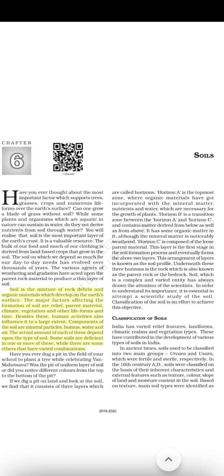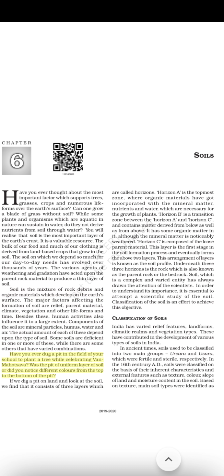The major factors affecting the formation of soil are relief, parent material, climate, vegetation and other life forms, and time. Besides these, human activities also influence it to a large extent. Components of the soil are mineral particles, humus, water and air. The actual amount of each of these depends upon the type of soil. Some soils are deficient in one or more of these, while there are some others that have varied combinations.